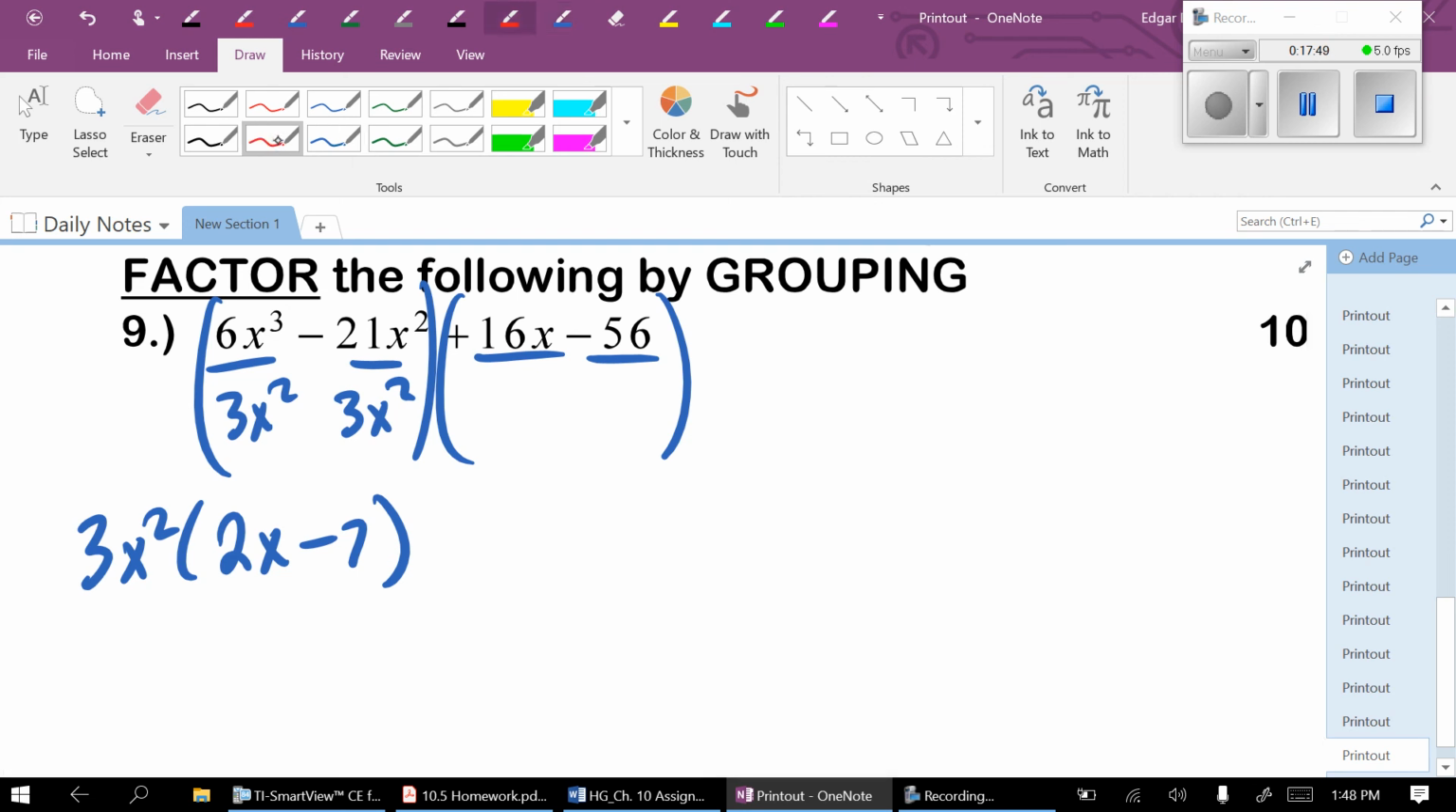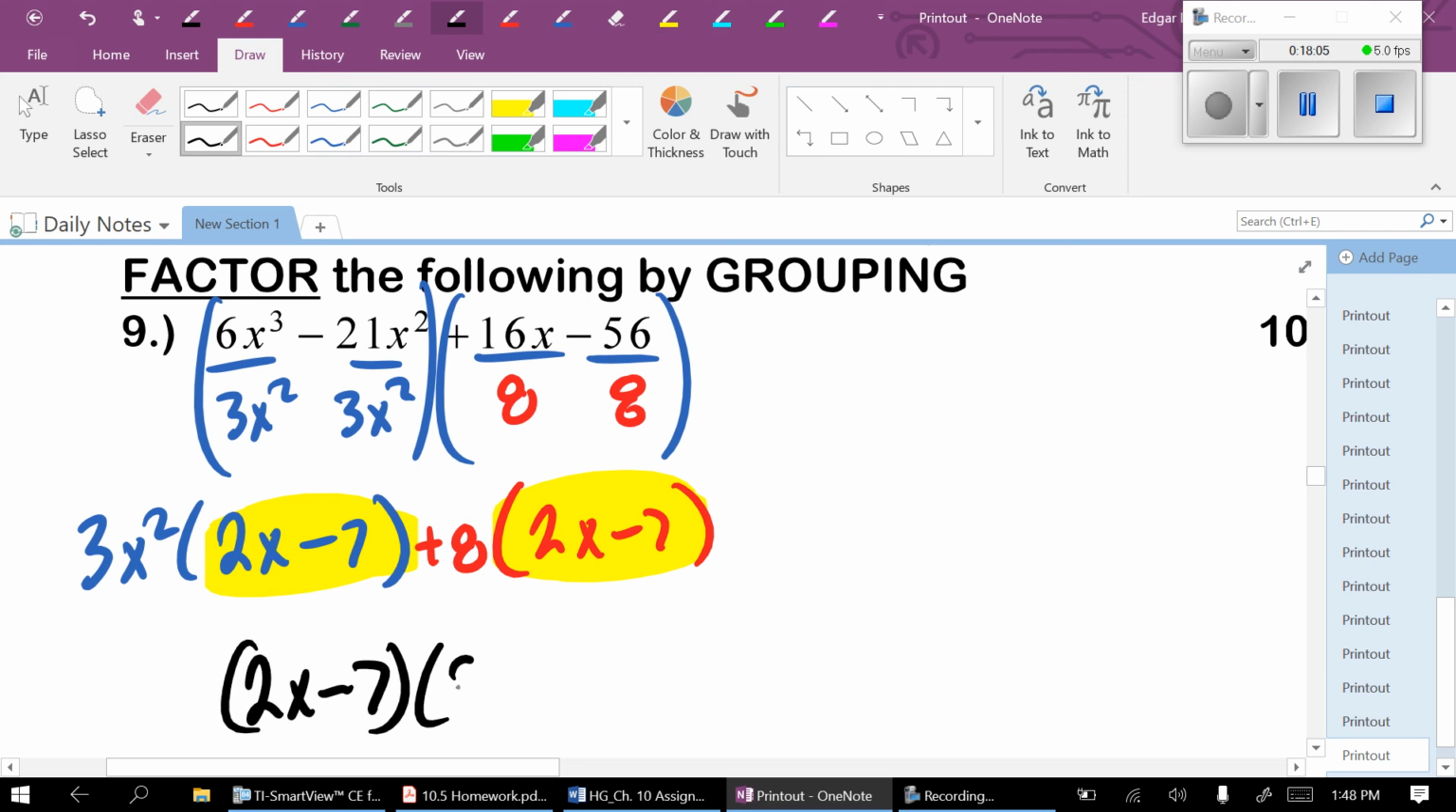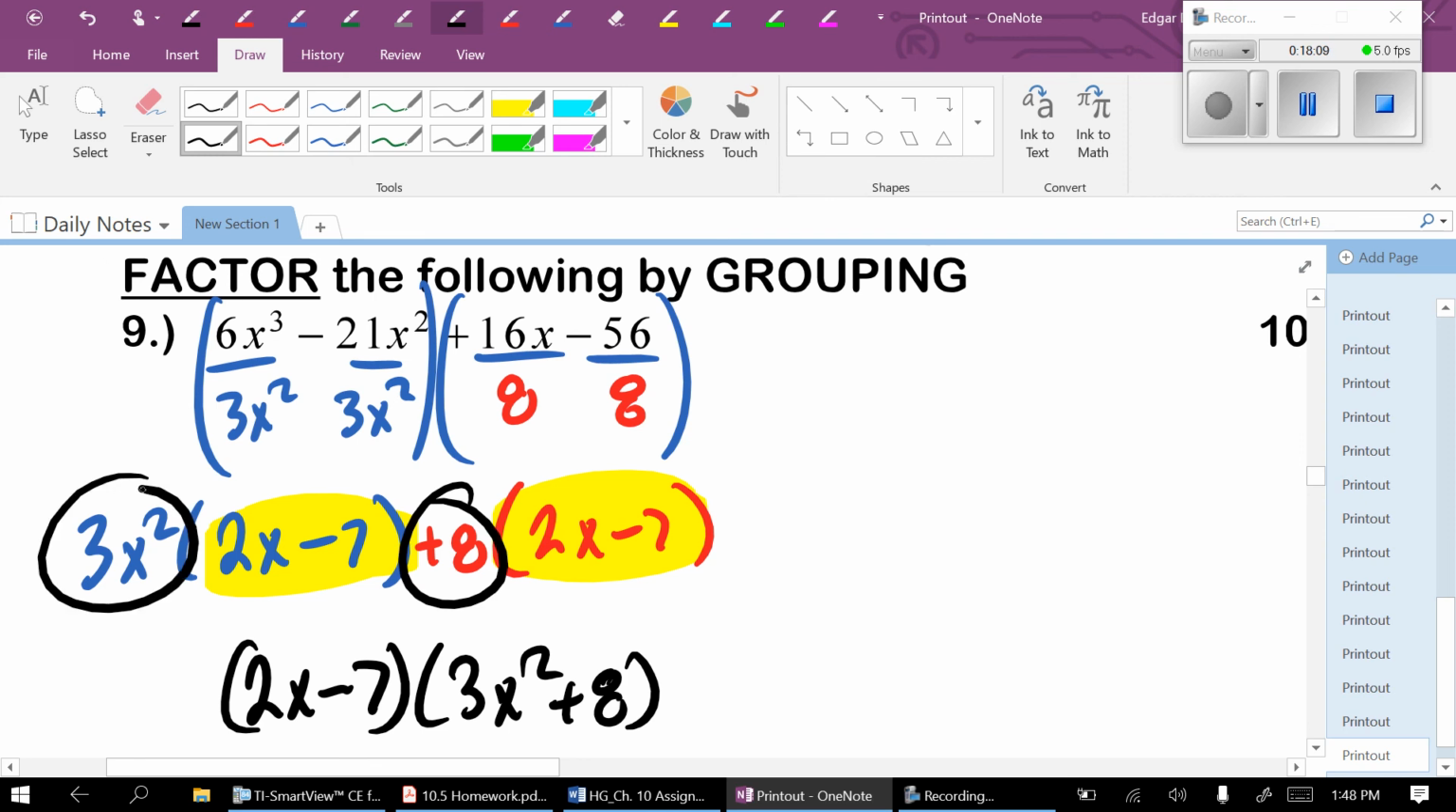Over here, it looks like I have an 8 in common. So I'm going to pull out an 8. So I get 2x minus 7, as I should. Okay, this is going to work out nicely. So I'm going to get 2x minus 7, which is one factor, and 3x squared plus 8. Remember, whatever was left on the outside, that is the second factor.